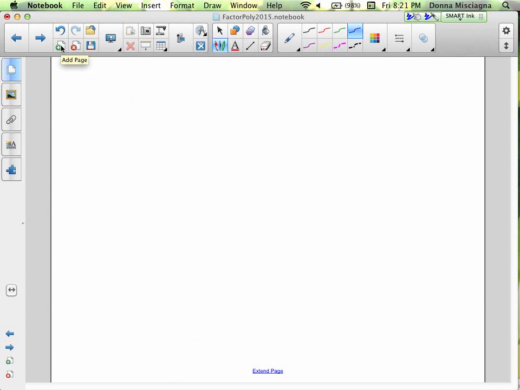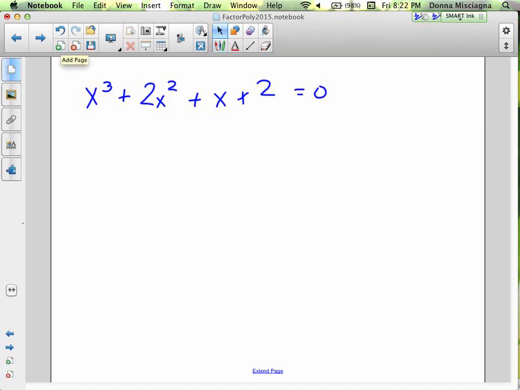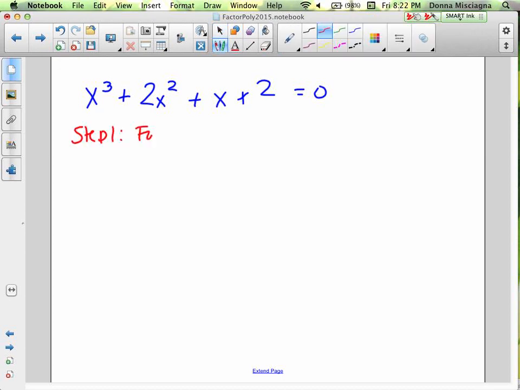All right, so what if we have the equation x cubed plus 2x squared plus x plus 2. And do all pluses here. All right, and we're going to solve for this one. All right, so step 1, we're going to do factor by grouping.